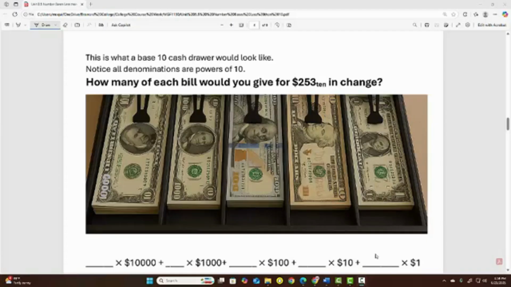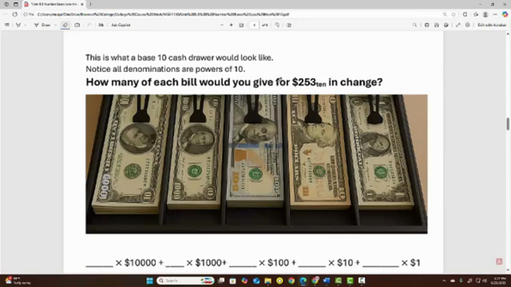To understand expanded form, I want you to think about a cash drawer, like you would see in the grocery store, except in this cash drawer, instead of having the usual denominations, $1, $5, $10, $20, all of our dollar bills are going to be in denominations that are powers of 10. 1, 10, 100, 1,000, 10,000. So let's say that we're working with this cash drawer and we want to give someone $253 in change. We like to do this using the fewest number of bills possible.